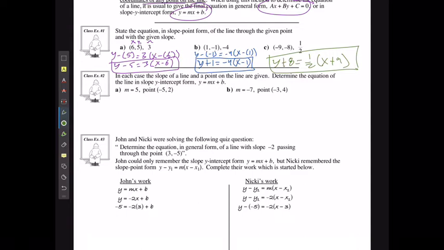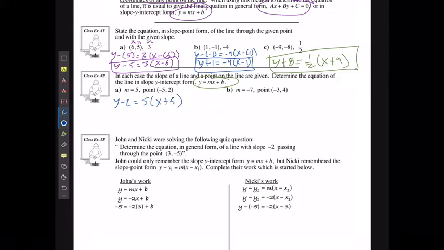In each case, the slope of a line and a point on the line are given. Determine the equation of the line in slope-intercept form. Well, if all I have is the slope and a point, I always need to start in slope point form. So I'm going to start by stating this would be y minus 2 is equal to 5 bracket x plus 5. Now I can convert that.